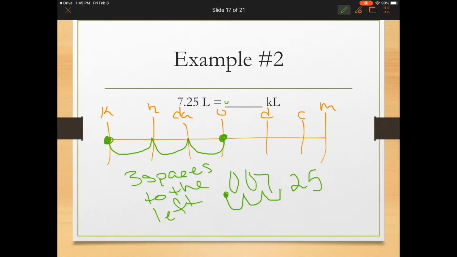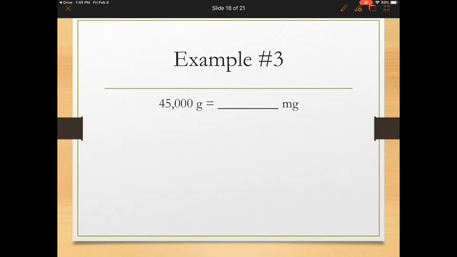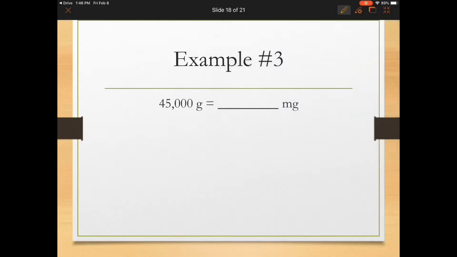So I have 0.00725 kiloliters. Let's see, is that right? That it is. All right. Now, let's try grams to milligrams.